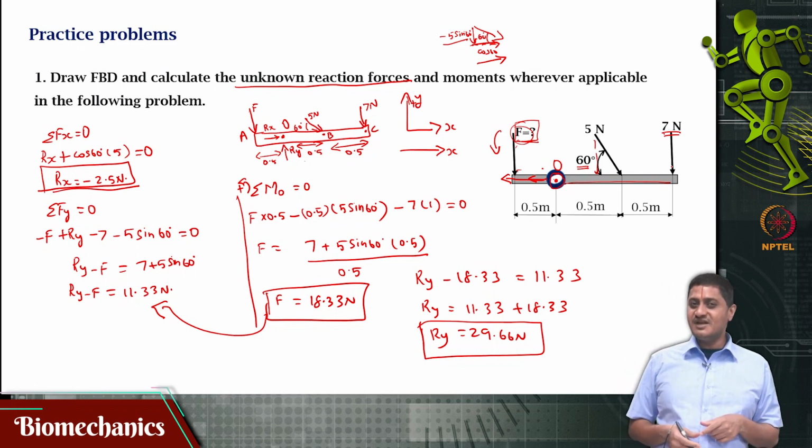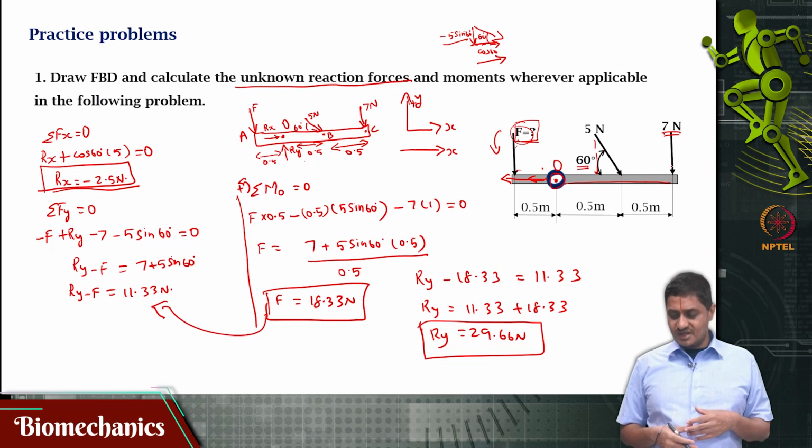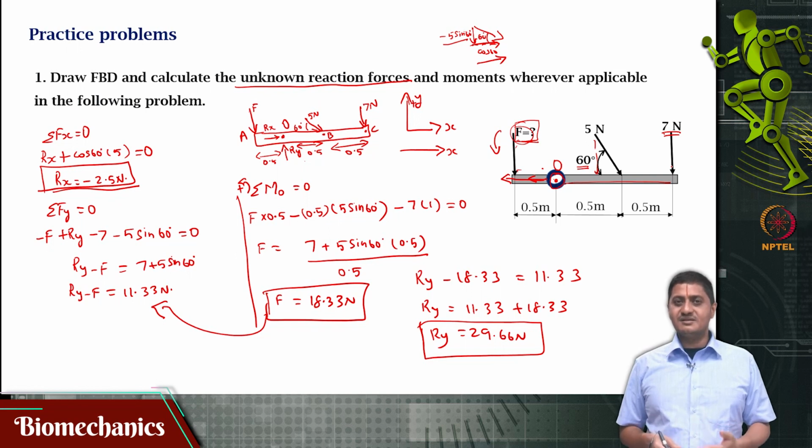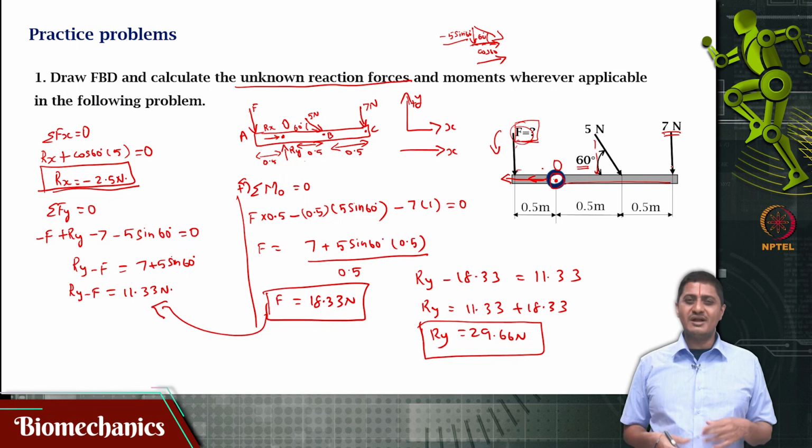So, for the sake of convenience, if I choose a point at which these two reaction forces have 0 moment, then what happens? These two moments disappear, and I have one equation in one variable which I can quickly solve and get the value of F, which I can then plug into the previous equation and find the value of Ry. So, it is a matter of convenience.